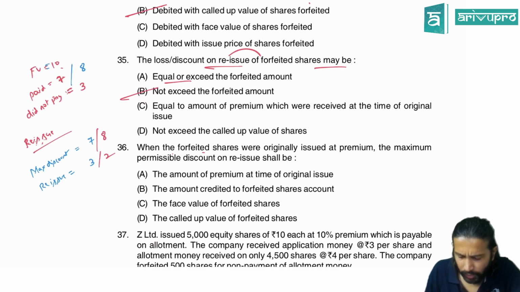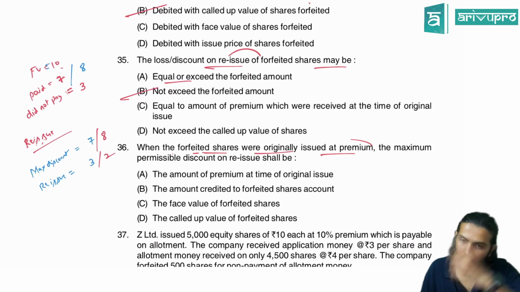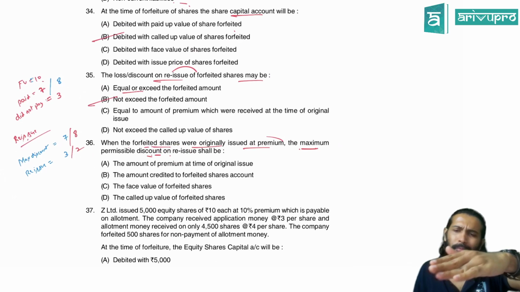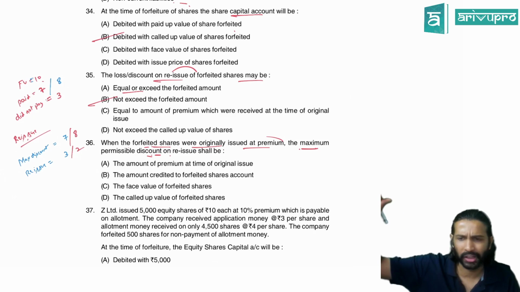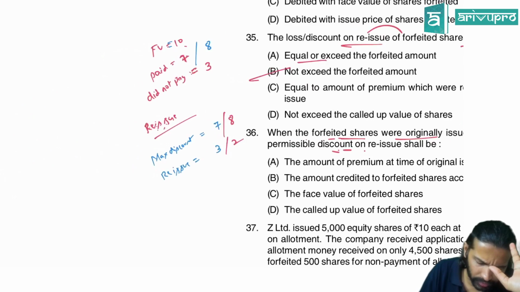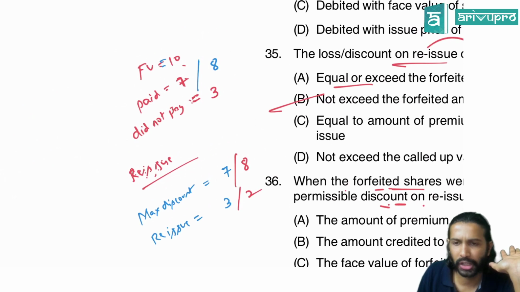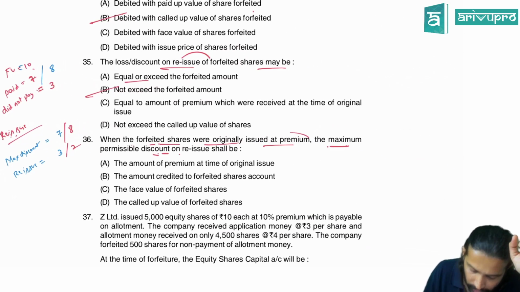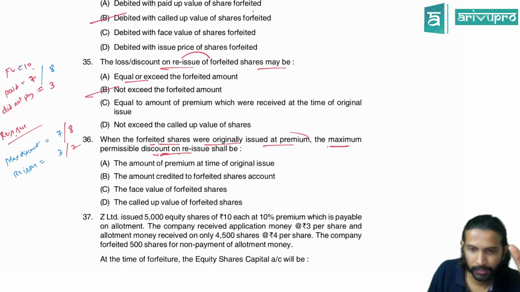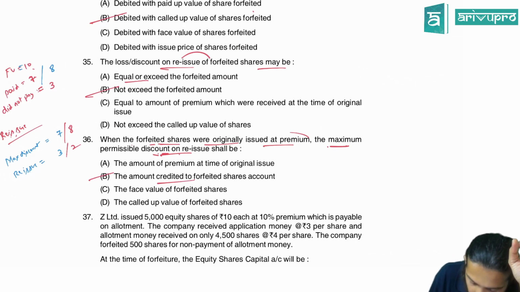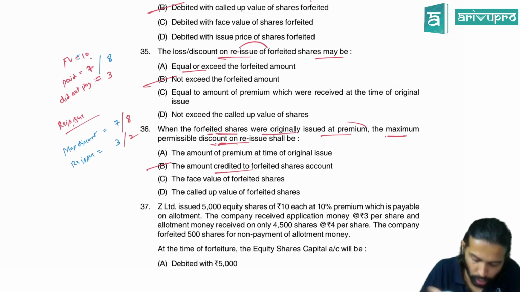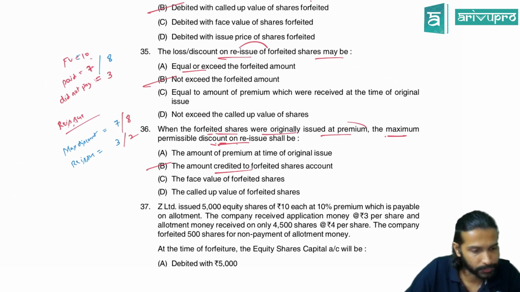Next question is also similar. When forfeited shares are originally issued at premium, the maximum permissible discount, you can issue the shares at face value. Original shares can be given at par or premium, doesn't matter. The maximum discount that you can give cannot exceed the balance in share forfeiture account. That is a simple thumb rule, because no matter what, the company has to recover 10 rupees. So the answer is also: the maximum discount cannot exceed the share forfeited account. Meaning it can be only to the extent of share forfeited account. However much balance is there in share forfeiture account, only to that extent you can give discount. Hence B is the right answer in this particular case.